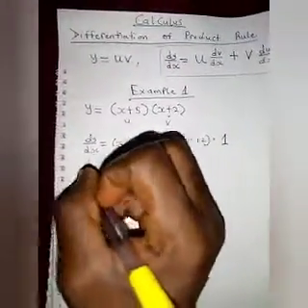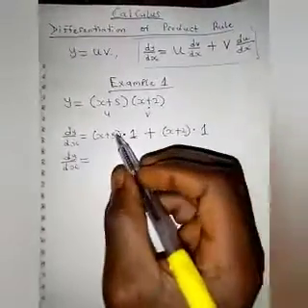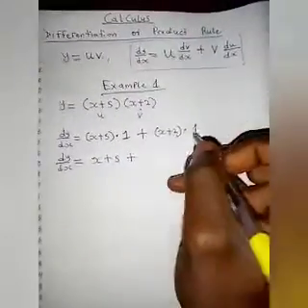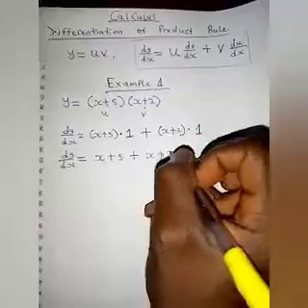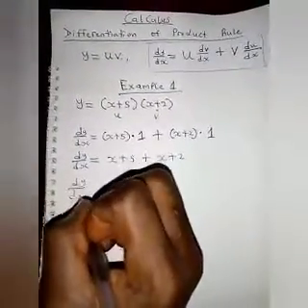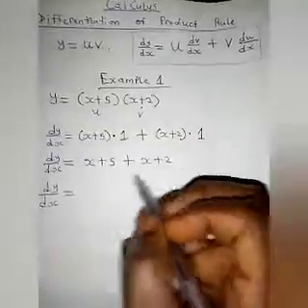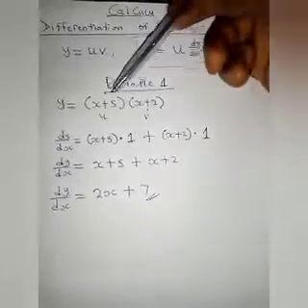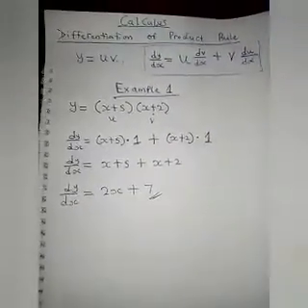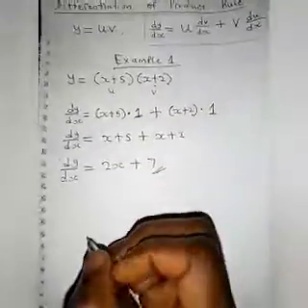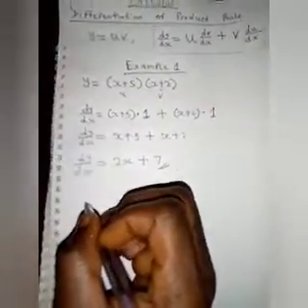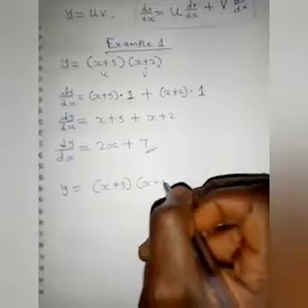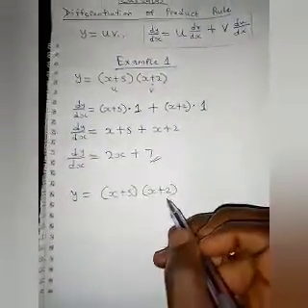So from here, dy/dx will equal, when we open the bracket, x + 5, then plus, when we multiply this, we have x + 2. So dy/dx will equal, when we collect like terms, 2x + 7. So that's using product rule, but there's a fast way that we can also use to solve this. We are told that y equals (x + 5)(x + 2).